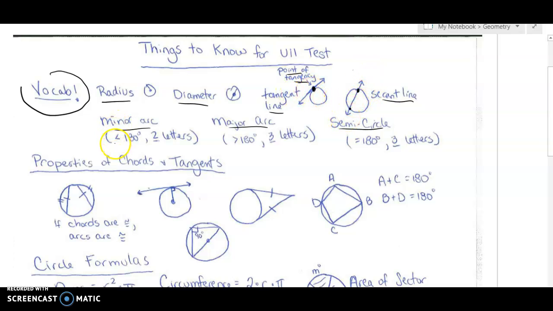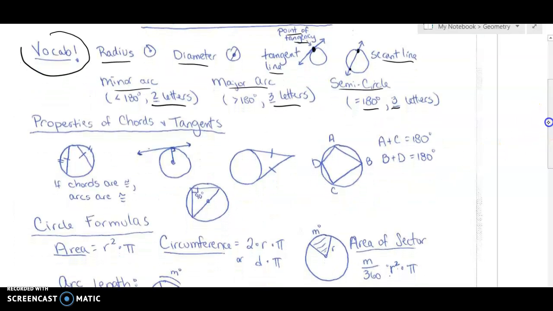A minor arc is going to be an arc that is small, less than half the circle. You only use 2 letters to name it. A major arc is more than half the circle. You use 3 letters to name it. And a semicircle is exactly half the circle. You use 3 letters to name that.